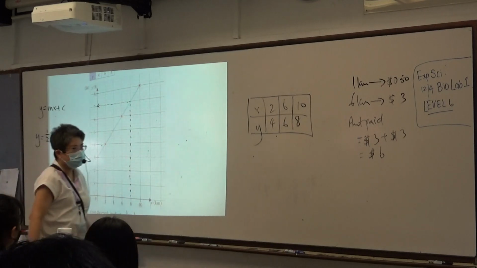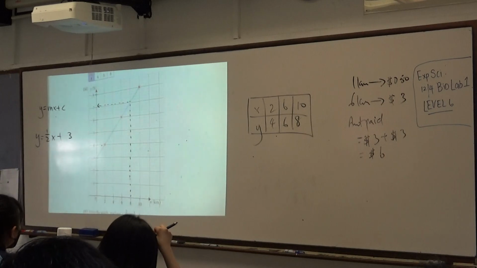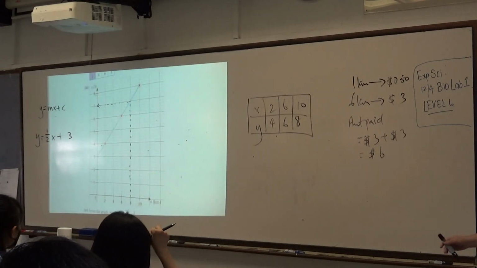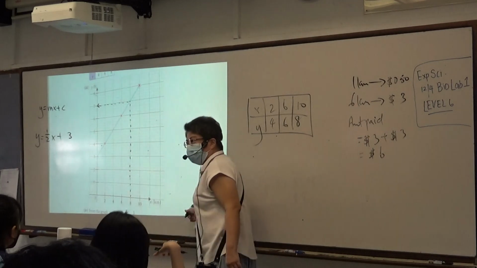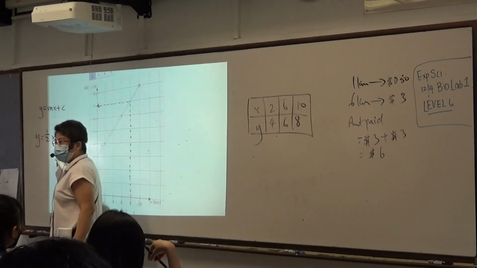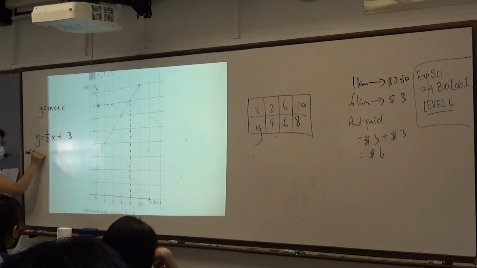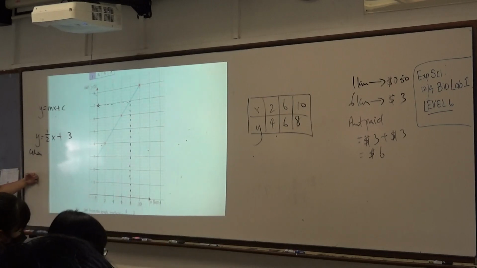Now, next part is quite challenging. Okay? So the first one is $7. Okay, next part. What about 17 kilometers? Now, can you see 17 kilometers is out of reach? But can I still find it? I can use this one, right? 17 kilometers means when what is 17? When x is 17 or when y is 17?